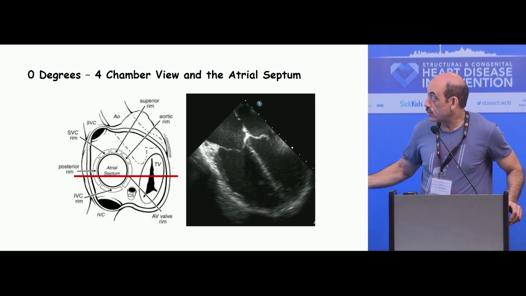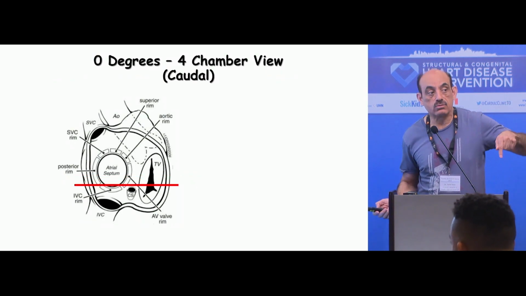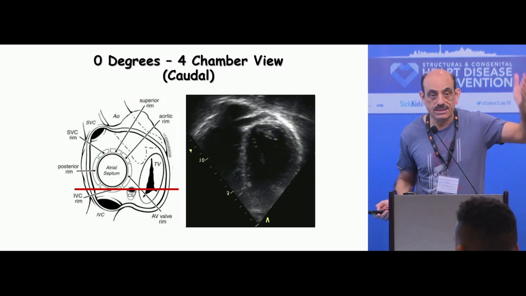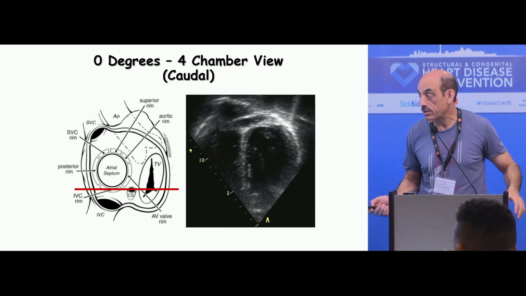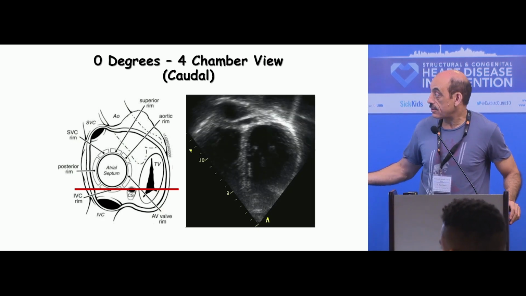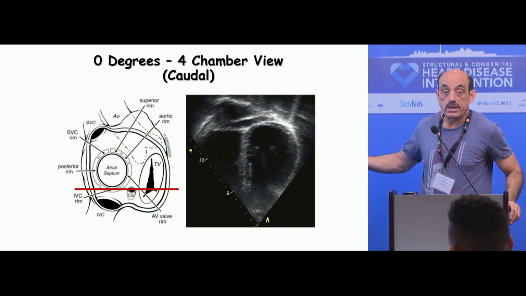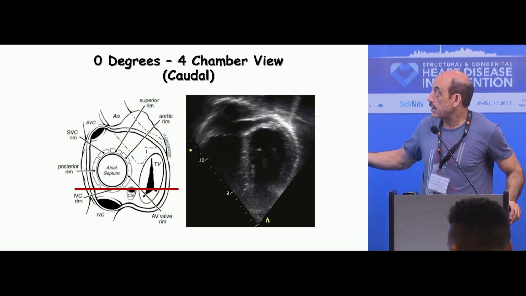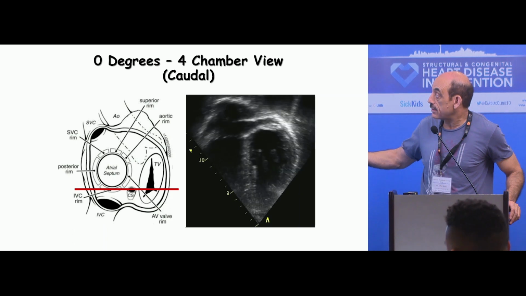Now, what else can you do here? You can push the TEE probe down, depending on the patient's size. If the patient is too tall, maybe deeper; if short, less. And what you see, the reference line moves down, then you cut across the coronary sinus. Here, you start seeing the coronary sinus. Just by pushing it down, you start seeing the coronary sinus, and you can appreciate here the coronary sinus rim.